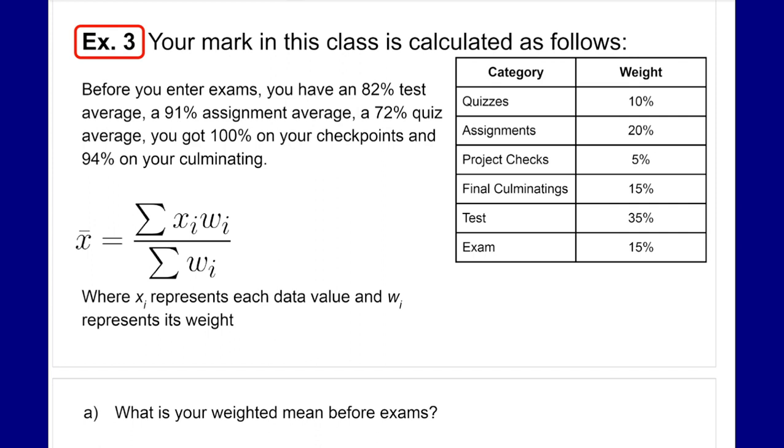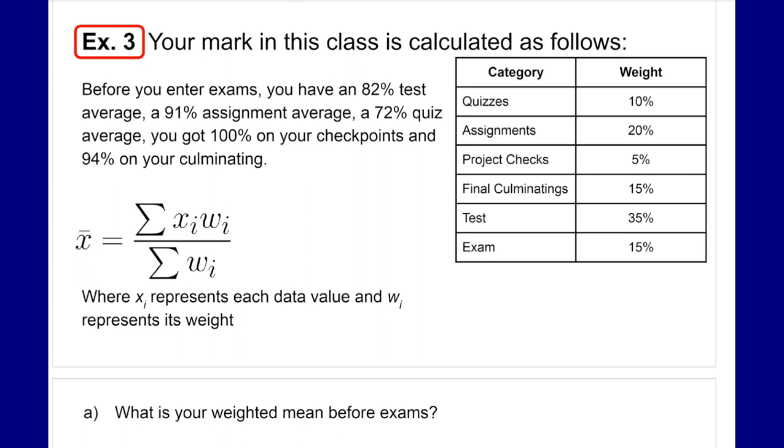So if I need to calculate the mean, it's a little bit different because different values carry a different weight. They aren't all equal weighting, which is what we were assuming in the previous ones. So in this case, before you enter exams, you have an 82% on the test. You have a 91% average assignment. You have a 72% average quiz. You got 100% on your checkpoints and 94% on your culminating.